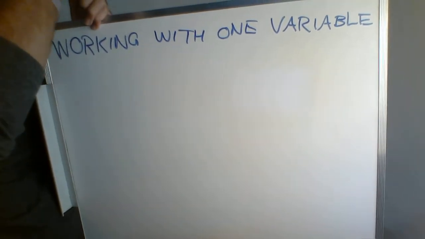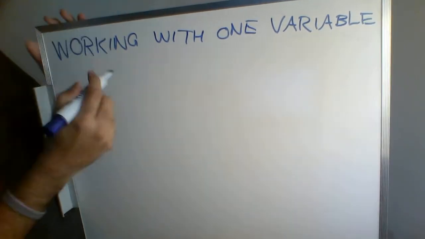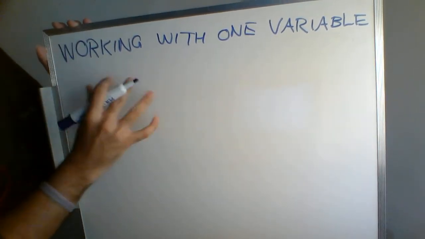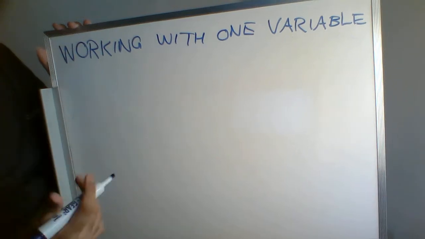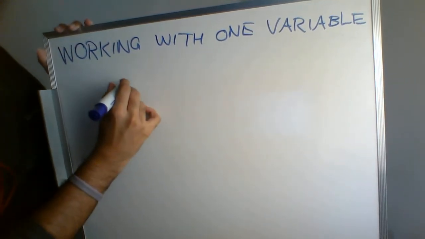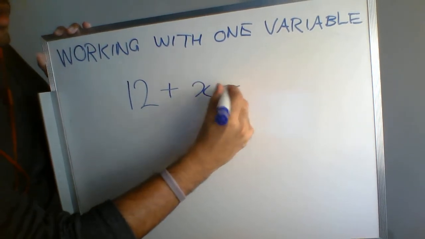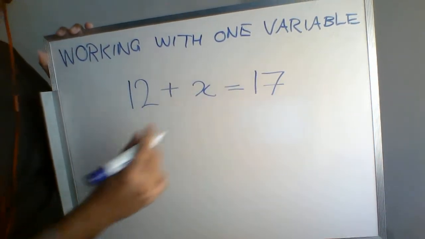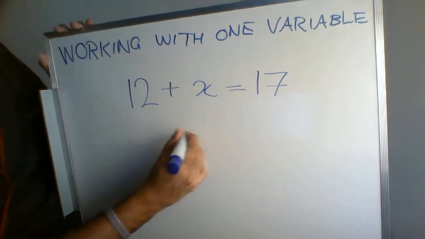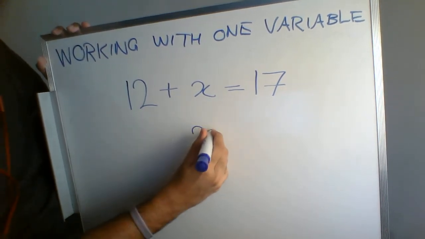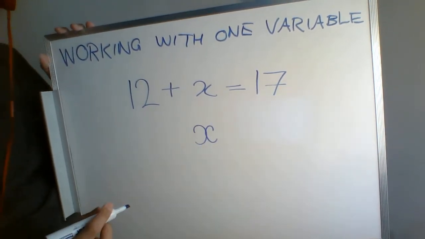So for example, basically we'll just be talking about working with basic operations with a single variable. So for something like 12 plus x is equal to 17. Now remember, we use a little bit of a fancy x. Some people try to make it more symmetrical, kind of like that.